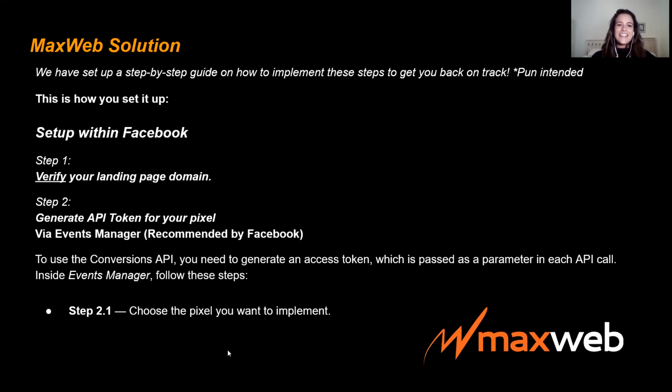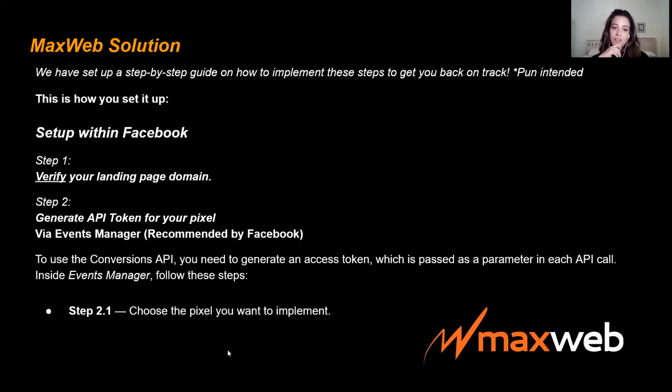So this is how you set it up. Set up within Facebook first. You'll go into Facebook, step 1, verify your landing page domain. Facebook has a lot of step-by-step information on how to do this. If you are curious, in the document, all the links are there. Step 2, generate an API token for your pixel. This can be done via Events Manager, and this is recommended by Facebook.